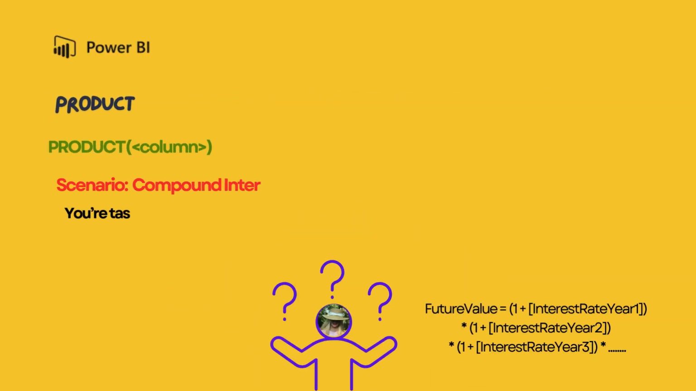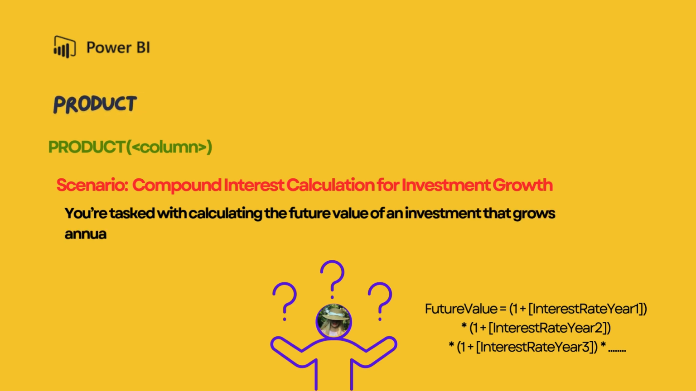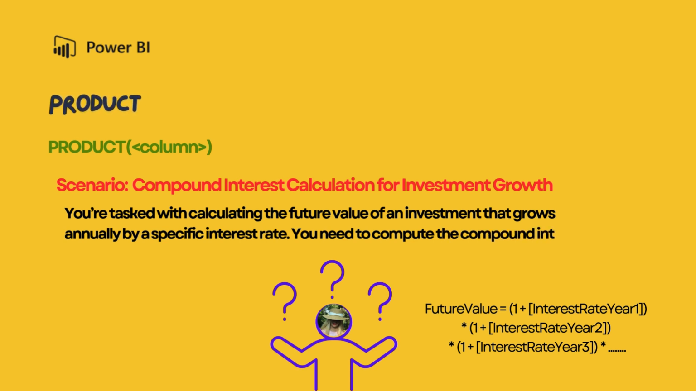our scenario: compound interest calculation for investment growth. The investment will change every year depending on the interest rate. So when we want to calculate compound interest over many years, even 3 years, 5 years, 10 years, if we go one plus interest rate for year one, year two, year three, it's very complicated.